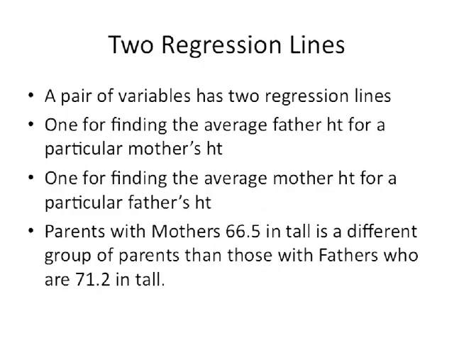So there are two regression lines for any pair of variables. In this case, our pair is father's height and mother's height. For any pair of variables, we could predict father's height based on mother's height, or we could predict mother's height based on father's height. Those are two different regression lines. They're not the same.